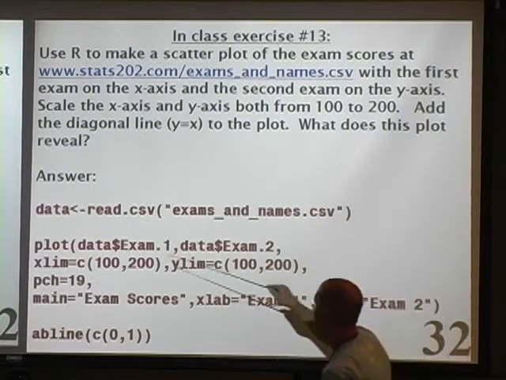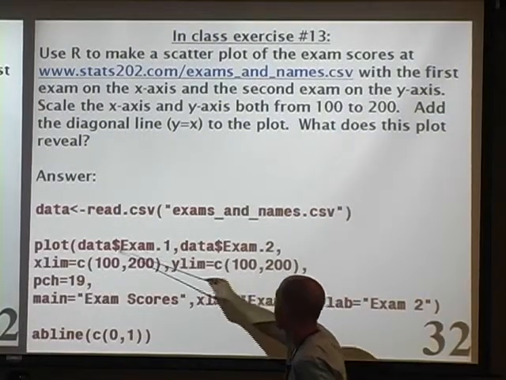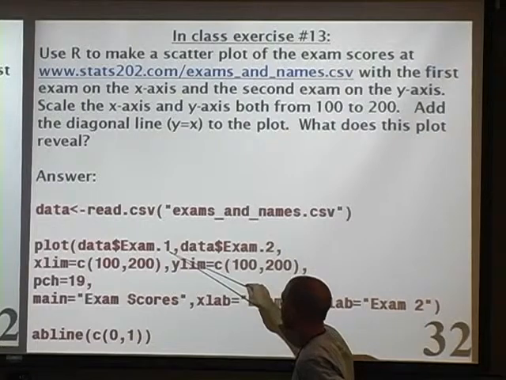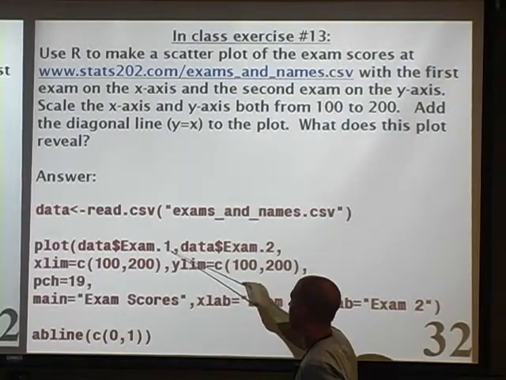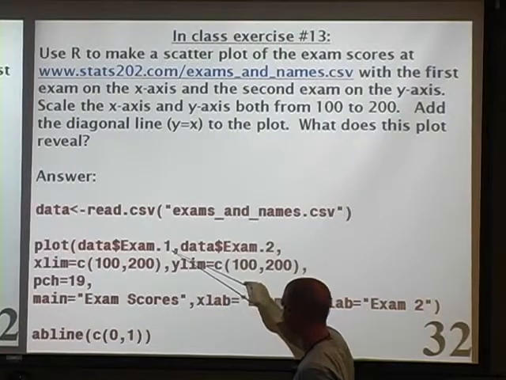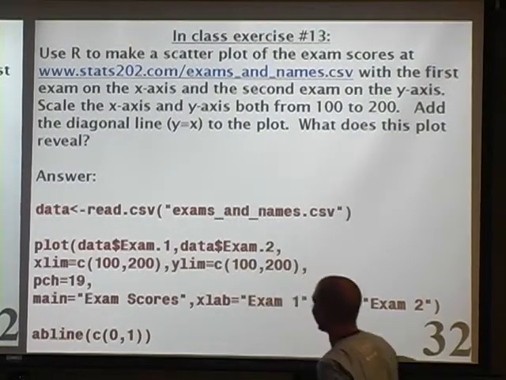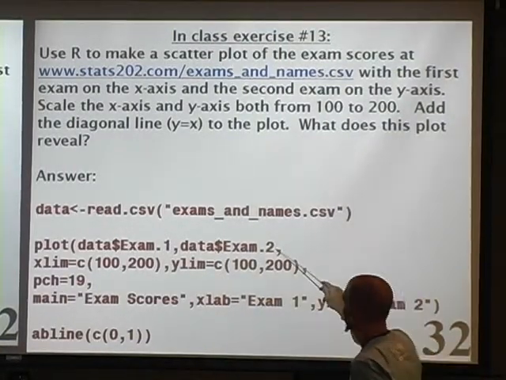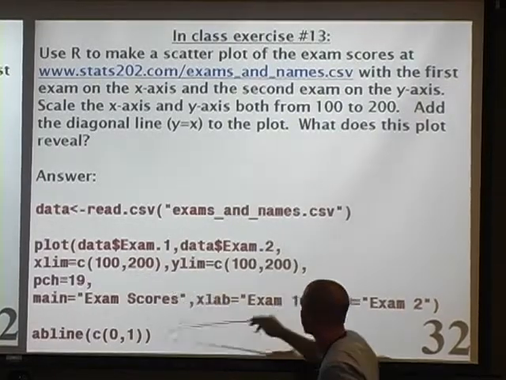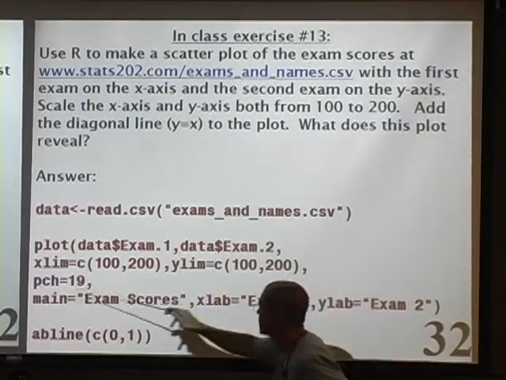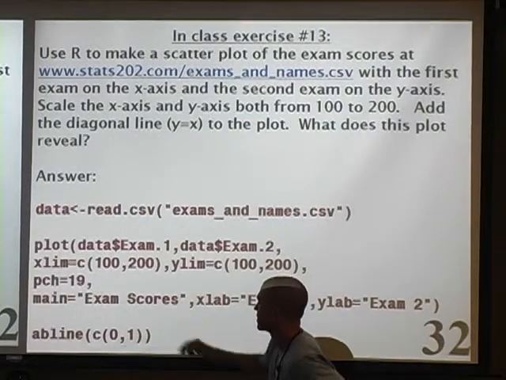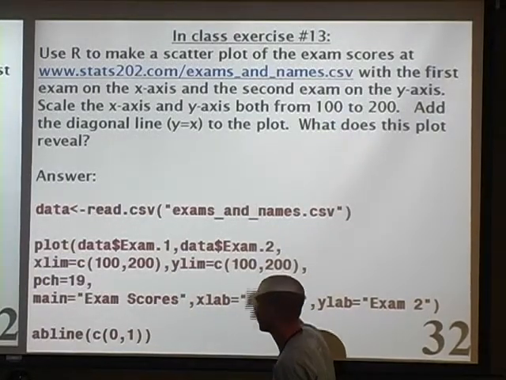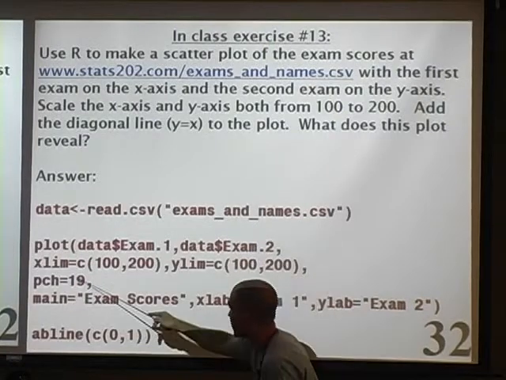Then plot x comma y. Now notice data$exam1: the name in the CSV file is "exam space 1." R, of course, doesn't like objects to be named with spaces in them, so it changes the space to a dot. And then exam.2 on the y-axis. X limit 0 to 200, y limit 0 to 200. pch equal 19, right? That's what I live by. That's the solid dot, not the default open circle. This one I like a lot better.